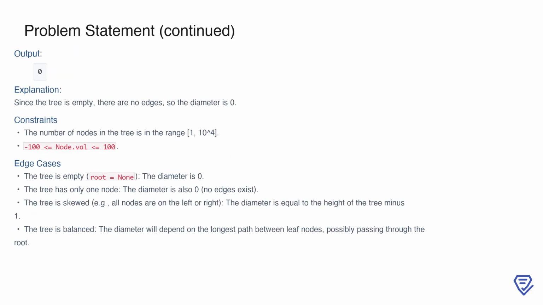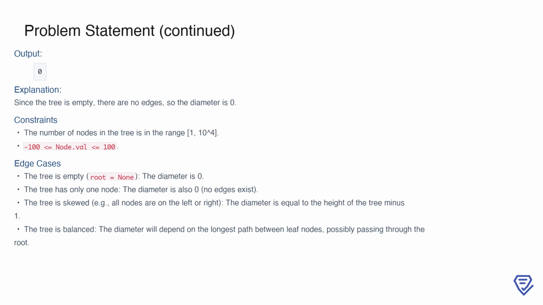Finally, let's explore the edge case of an empty tree. If the tree is empty, meaning no nodes are present, then there are no edges to consider. As a result, the diameter of the tree is 0. This example highlights how the diameter changes based on the structure of the tree.